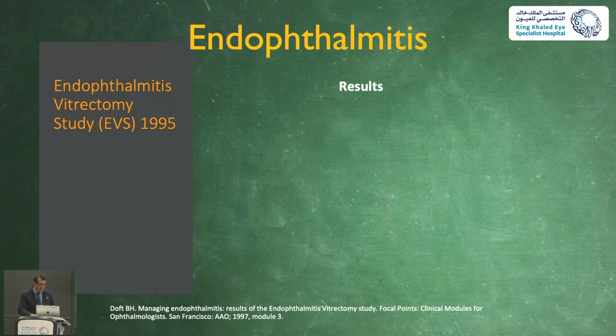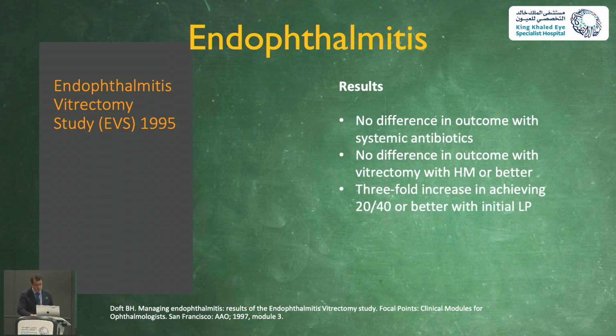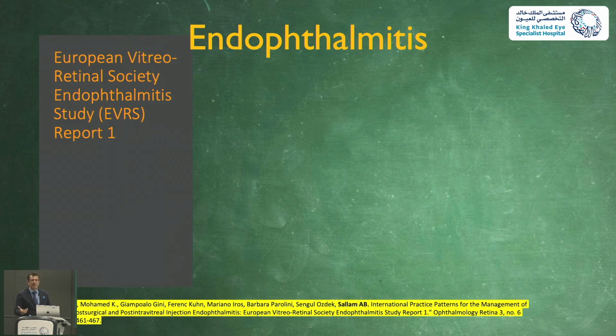So the outcome of the Endophthalmitis Vitrectomy Study is that as long as you do not have light perception vision, there's no advantage of doing an immediate vitrectomy. But there are advantages that these patients, you need to get them in quicker. Not every center has a retina surgeon.